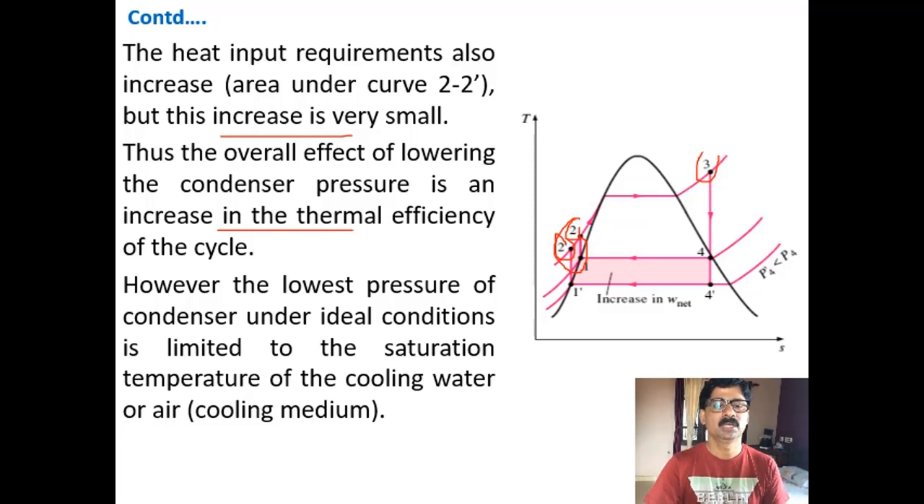However, the lowest pressure of the condenser under ideal conditions is limited by the saturation temperature of the cooling water or the cooling media. Here the exhaust of the turbine, or the steam coming out of the turbine, is cooled by means of cooling water or air, which is used as the cooling media. The saturation temperature of the condenser is limited by the temperature of the cooling water or the air. So that limits the pressure to which you can reduce the condenser pressure.